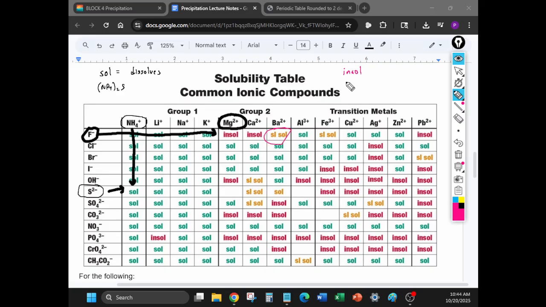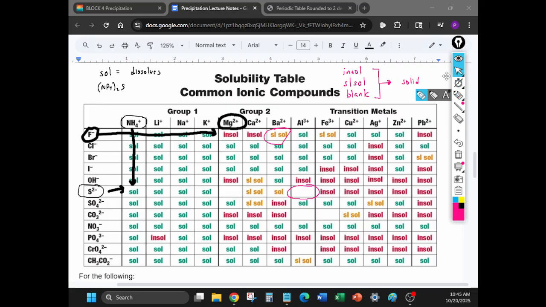SL SOL means that it's slightly soluble. That also means it does not really dissolve in water. And the last one right here, the blank, if you see a blank, that means that chemical breaks down into something else. That means it's also going to form a solid. So make a note in your notebook right now. Insol, slightly soluble, and blank means that it's going to form a solid.